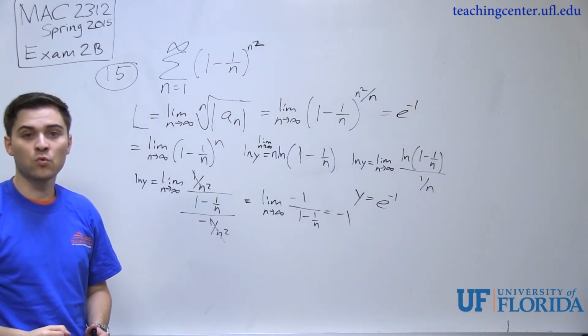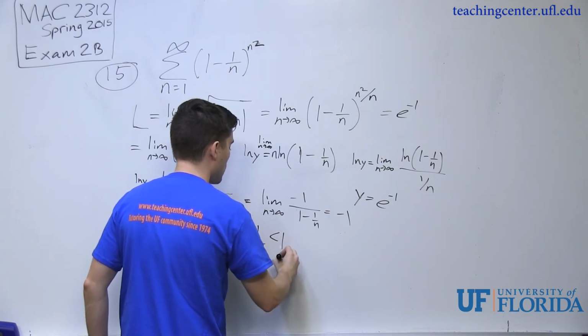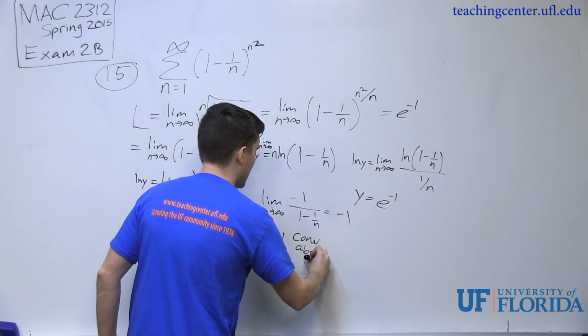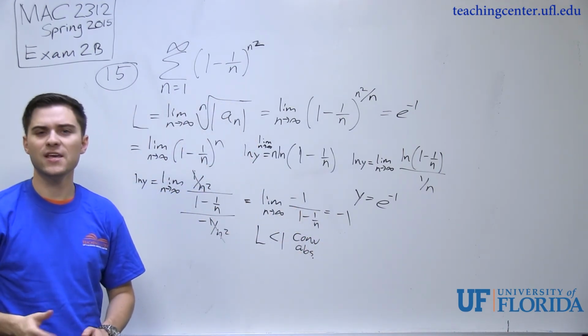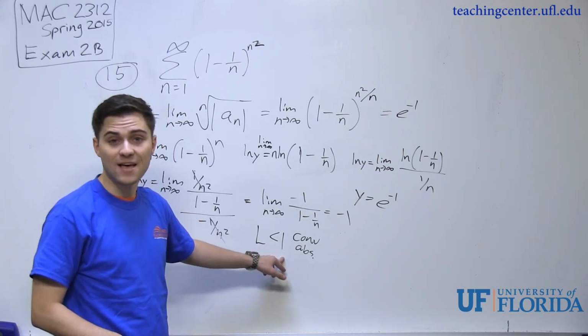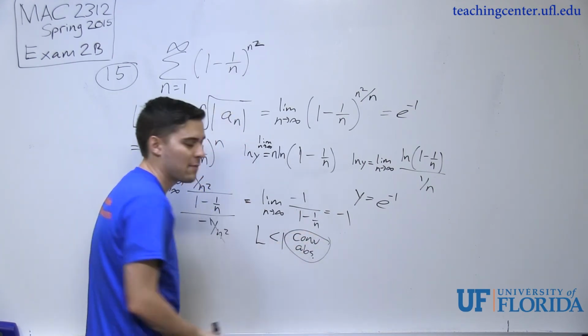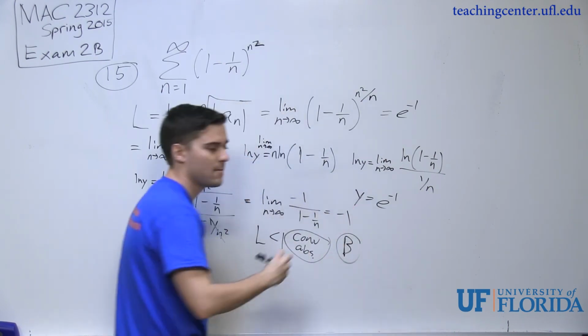Now, thinking back to the rules of root test, it says that if L is less than 1, it converges absolutely. So 1 over e is in fact less than 1. It's a fraction. e is about 2.72. So 1 over 2.72 is definitely less than 1. So therefore, the series should converge absolutely, which means that the answer has to be B.